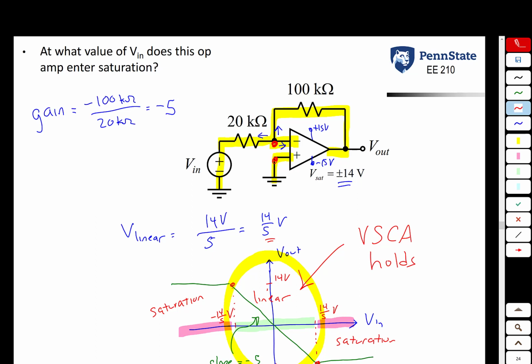So this is a good place to stop for now. We'll pick this up in next class, and we'll look to see how you can analyze op-amp circuits in saturation.